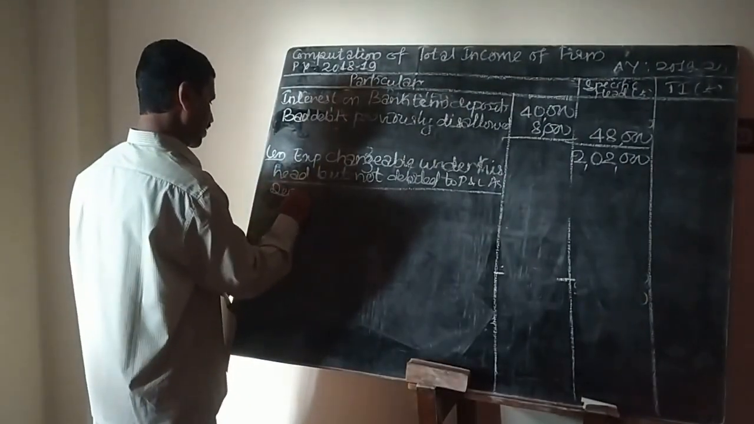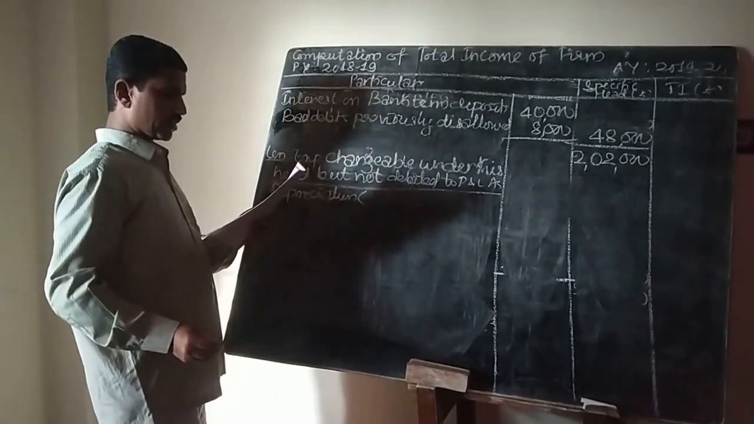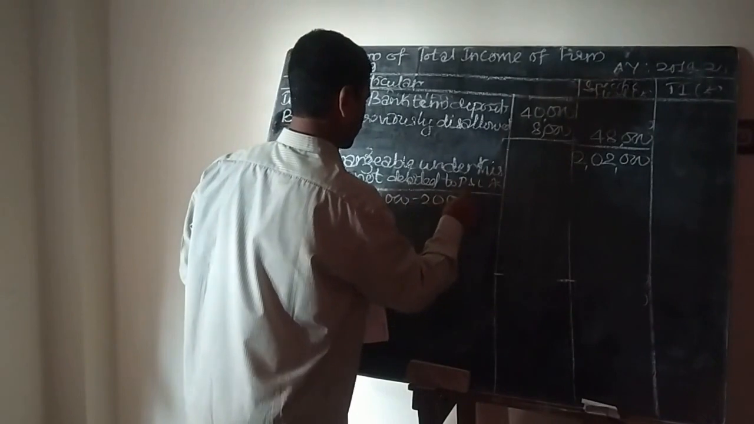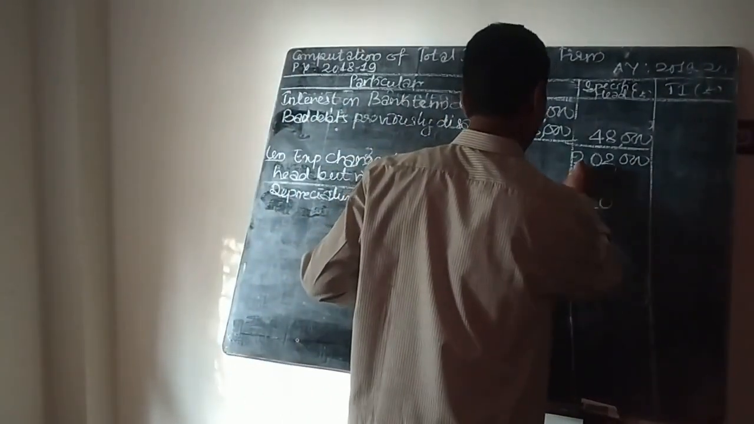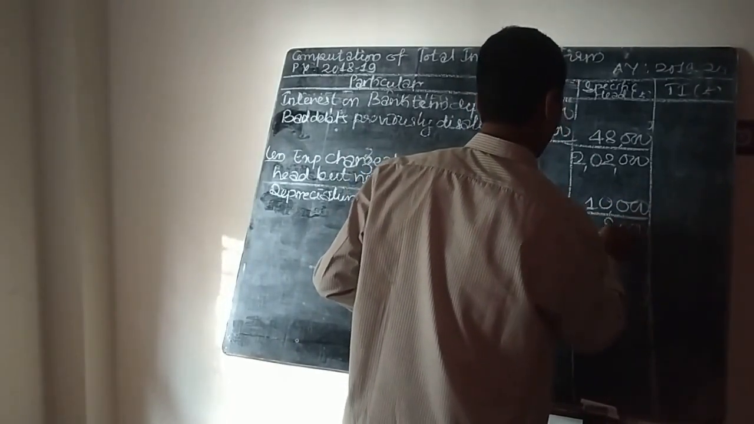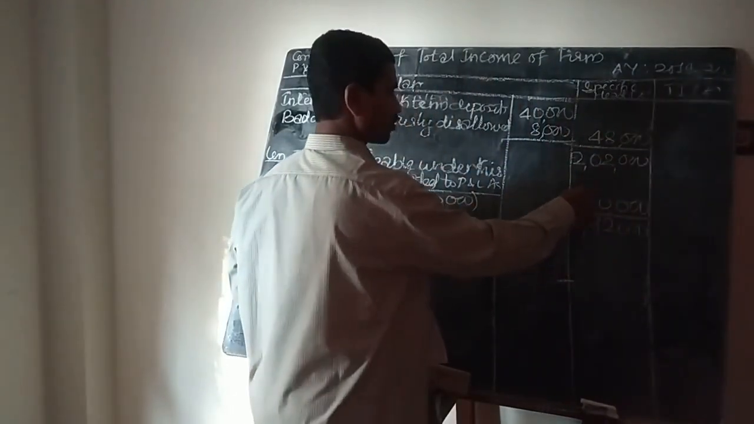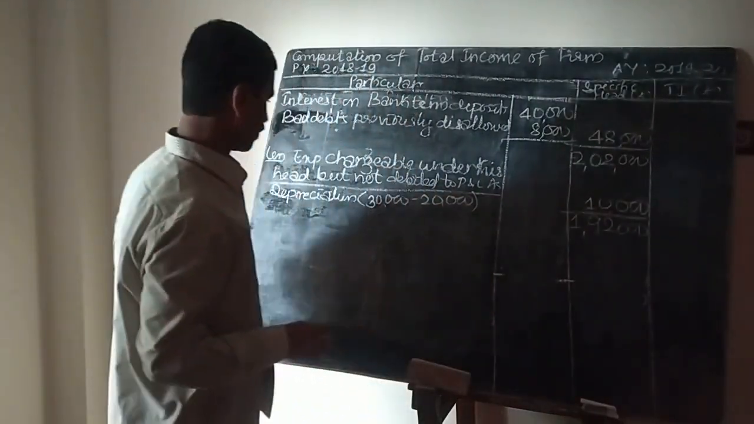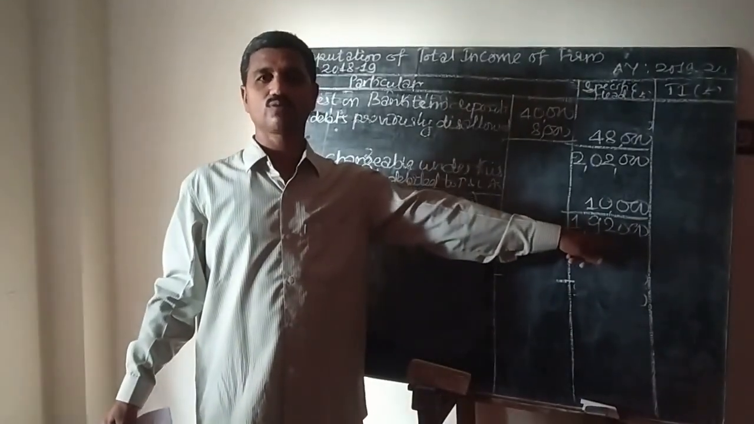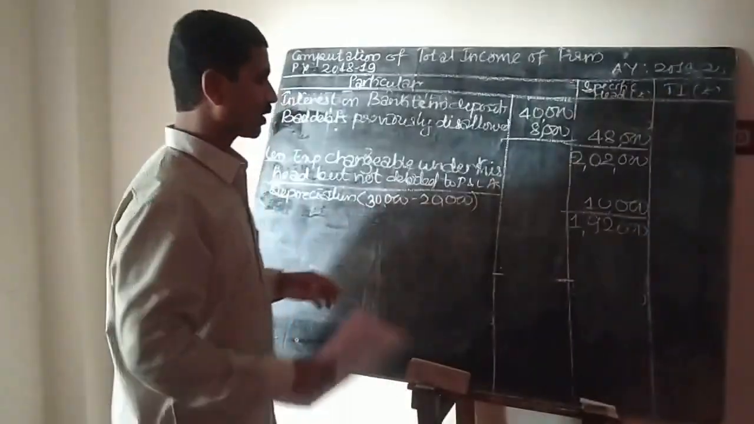So depreciation, that is 30,000 minus 20,000, comes to 10,000 here. When you subtract, you get 1,92,000. We have now arrived at 1,92,000, which is nothing but the profit computed in accordance with the provisions of sections 28 to 44.